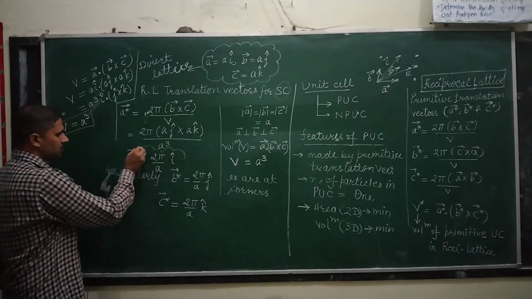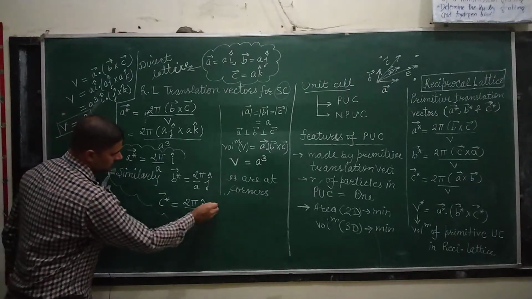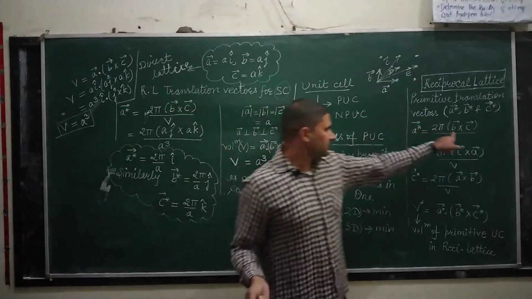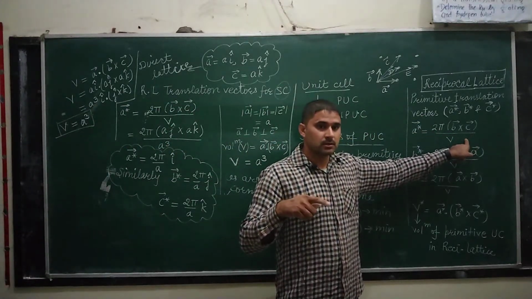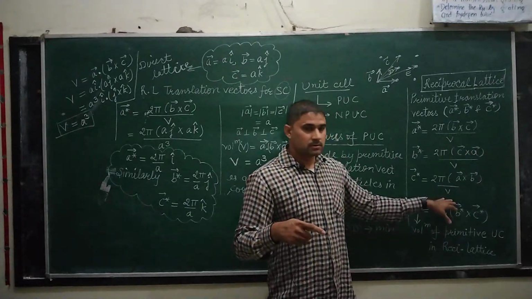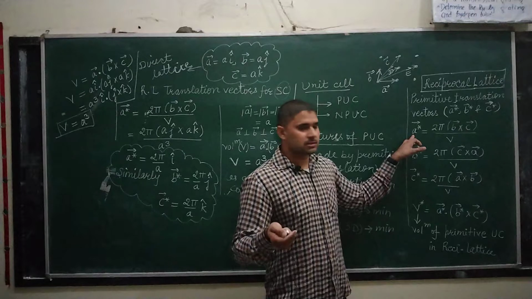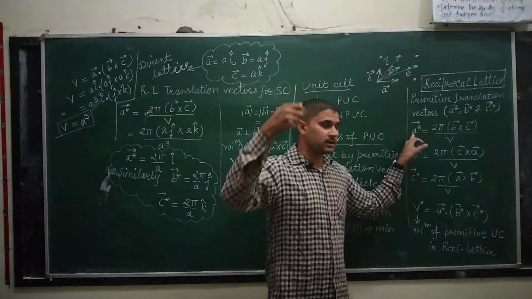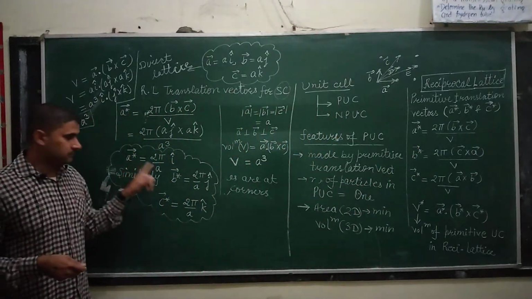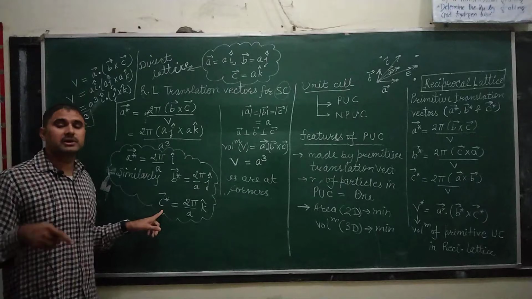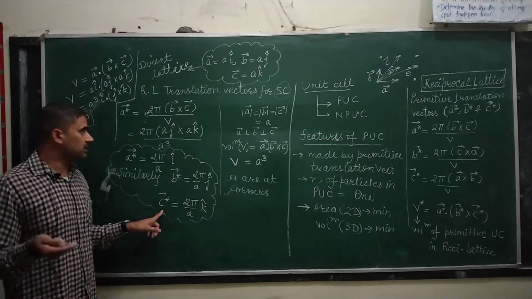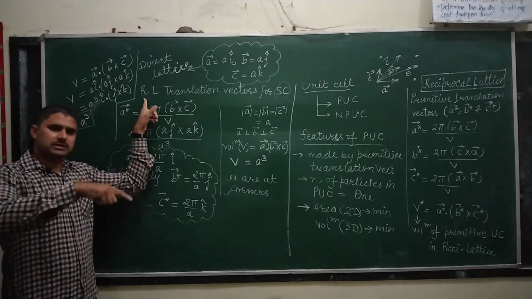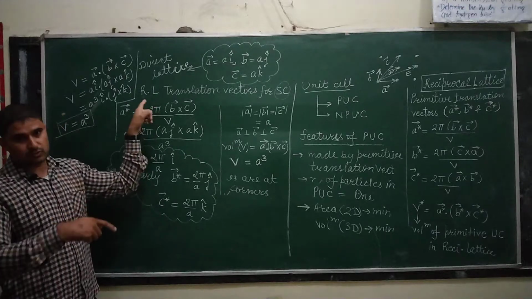So class, these are primitive translation vectors. Now see, if a, b, c are primitive translation vectors, then using this relation you will get translation vectors in reciprocal lattice, and those will also be primitive. So if a star, b star, c star are primitive vectors in reciprocal lattice, then they will form a unit cell, a primitive unit cell in reciprocal lattice.